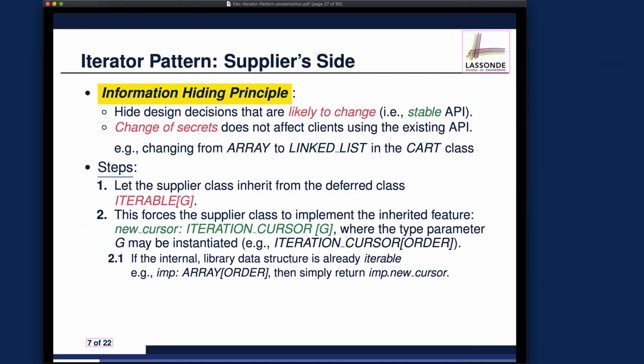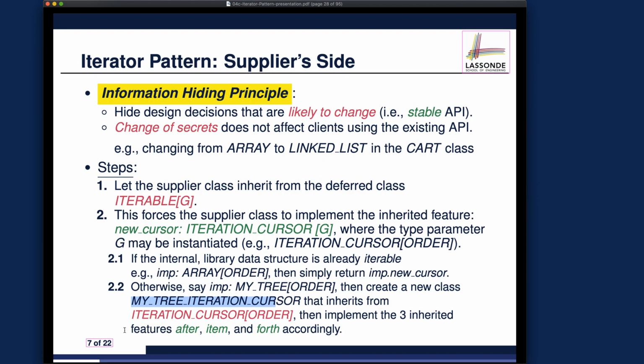Okay, let's now go on to the second bullet point here. Let's say, for example, the implementation is rather than just an array, which is already a library class, let's say I got my tree, for example, a splay tree that I defined on my own. In that case, I don't really have the new cursor implemented just yet for this particular my tree because it's not a library class. So what I need to do is go for the harder path unavoidably. I need to create a my tree iteration cursor class that inherits from iteration cursor. And then every item I retrieve may still be an order or something else, right? So that will be the harder path.